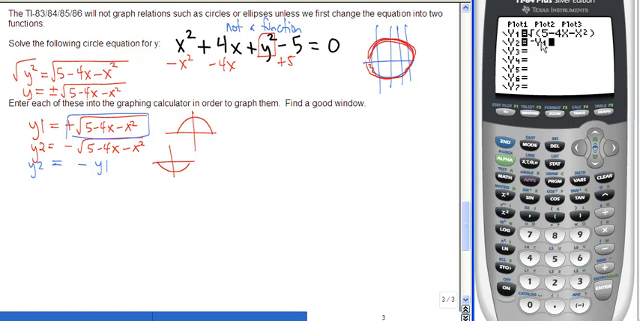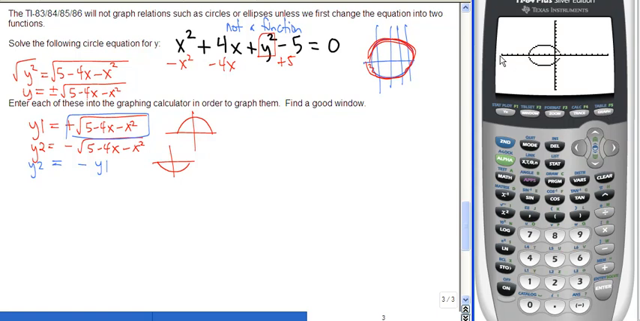So y2 is going to be the opposite of whatever is typed into y1. So if we hit graph, there's the top half, there's the bottom half. So there's our graph. Now if you look at that, does that look like a circle to you? It doesn't to me. It looks kind of more egg-shaped or more elliptical in shape. And that's because of our window.